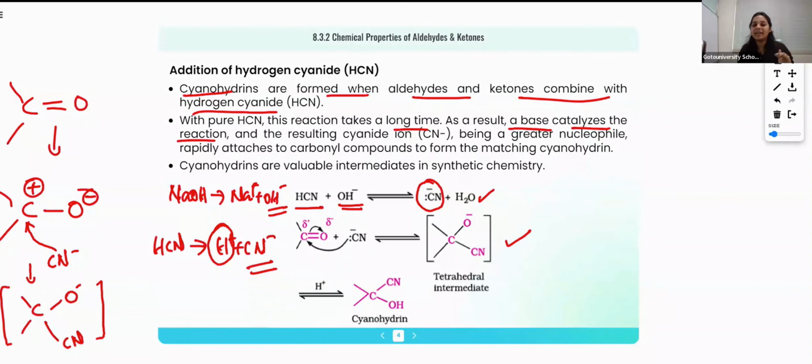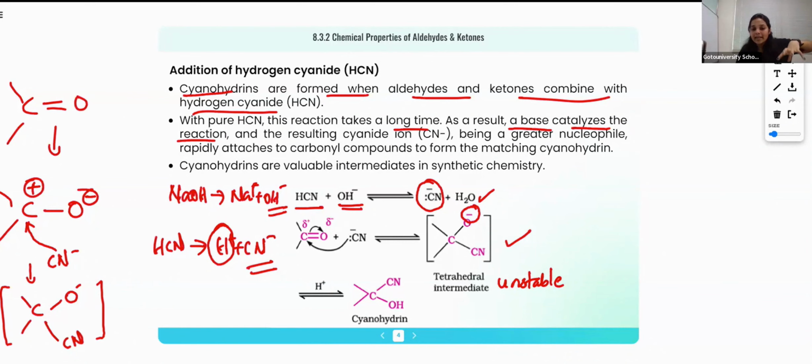Why is it an intermediate? Because this one has a negative charge. This is not a stable compound. Intermediates are always unstable. That's why they are called intermediates. It is not a stable adduct, not a stable compound. It is an intermediate, and it is unstable. This is a tetrahedral intermediate because they are arranged in tetrahedral geometry. Got it? Then what will happen?